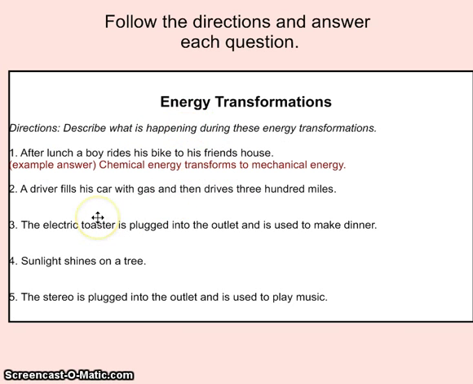Look at this next example. Question number 2. It says, a driver fills his car with gasoline. Remember that gasoline and food are the same form of energy. And then he drives 300 miles. So this is very similar to question number 1, because you have food, gasoline, fuel, charcoal. Those are all one form of energy. And whenever you have an energy of motion, you have another form of energy. Questions 1 and 2 will have very similar answers. Those are all the clues I'm going to give you.